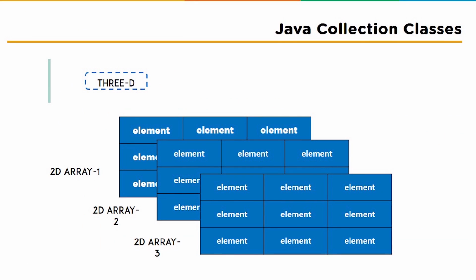And finally, let's deal with the third type of array, which is the multi-dimensional or three-dimensional array. You can see the three-dimensional array is a little bit similar to the two-dimensional array, but the only difference is we have a third vector here.